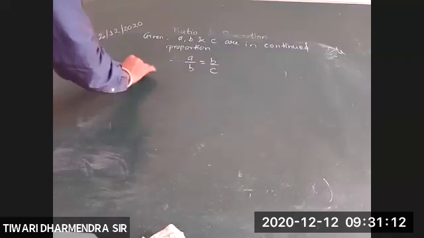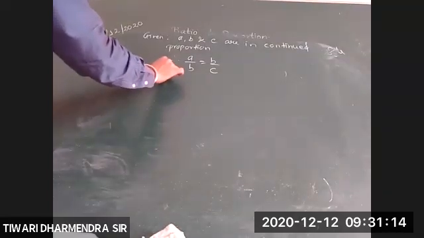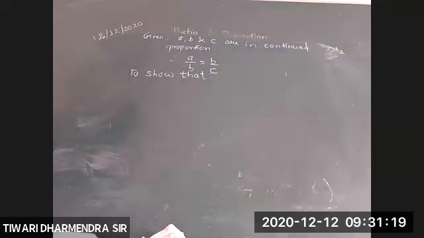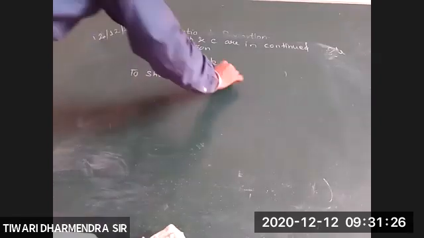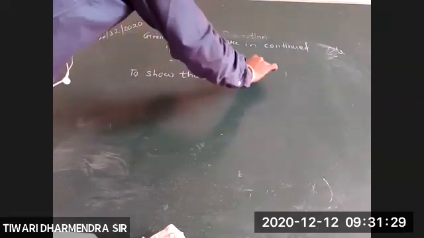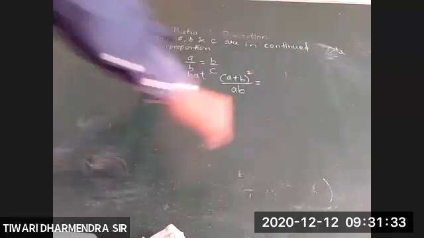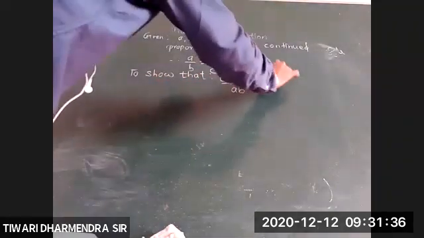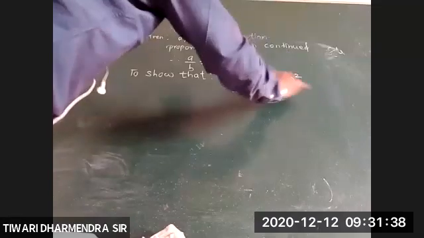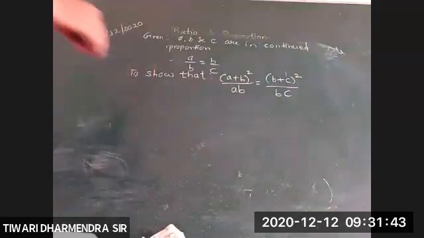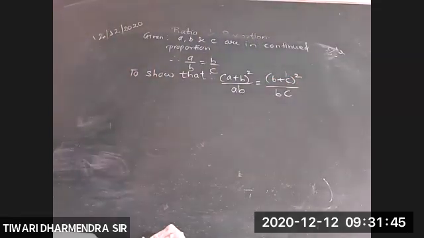To show that, what do we need to show? We need to show here that A plus B, the whole square, when divided by AB, is the same as B plus C, the whole square, when it is divided by BC. This we need to show.